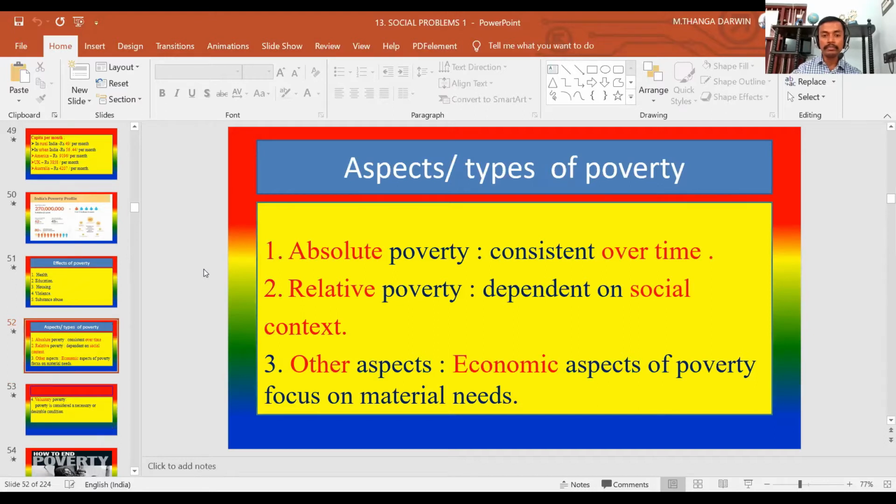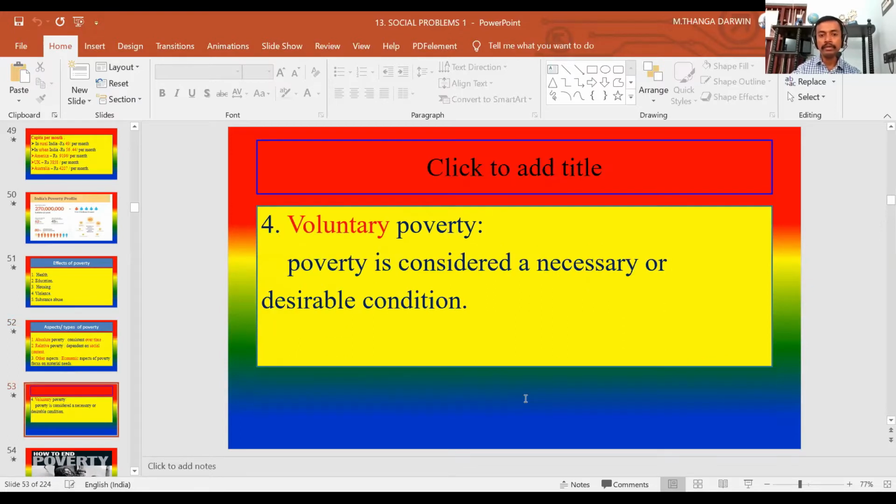Then aspects and types of poverty. First aspect, absolute poverty. Second, relative poverty. Another aspect is the economic aspect, mainly concerning focus on material needs. Then voluntary poverty. Poverty is considered a necessary, desirable condition: a person having a lot of money, but living in poverty, so voluntarily adopting poverty.